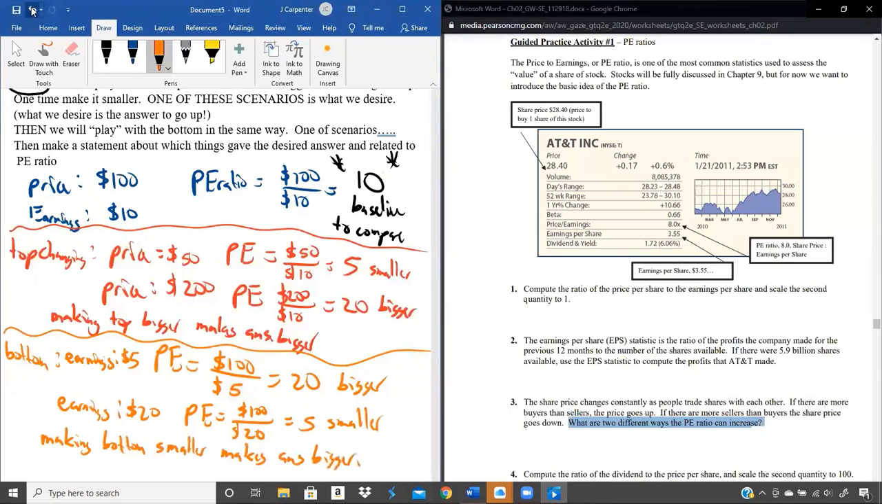This is an extremely basic idea of mathematics. When you have a division, if you make the top bigger, the answer is bigger. If you make the bottom smaller, the answer is bigger. So the top can increase or the bottom can decrease. And it's those two factoids right there that have everything to do with direct and inverse proportionality.